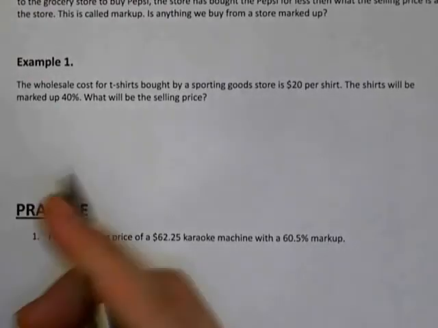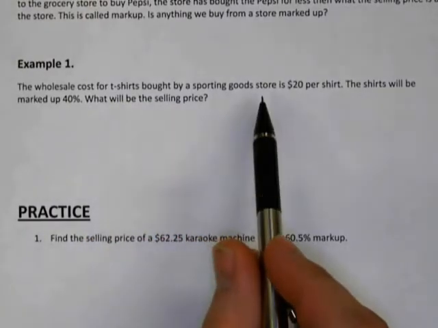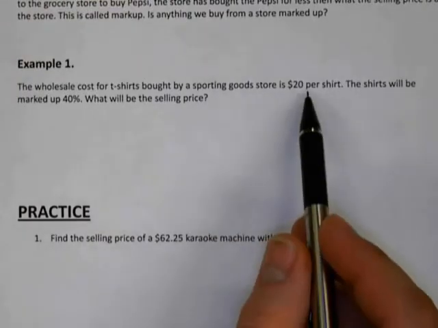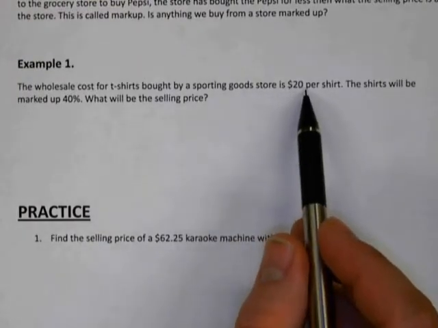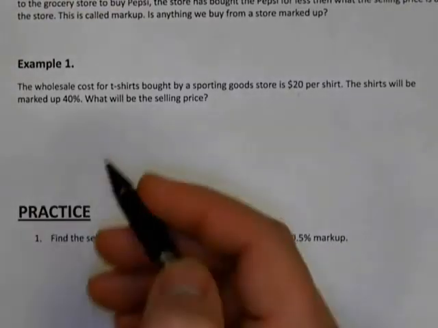This is example 1. It says the wholesale cost for t-shirts bought by a sporting goods store is $20 per shirt. The shirts will be marked up 40%. So now we want to know what is the selling price. The sporting goods store buys the shirt for $20 per shirt, and now is marking it up by 40%. And we want to know what that selling price will be.